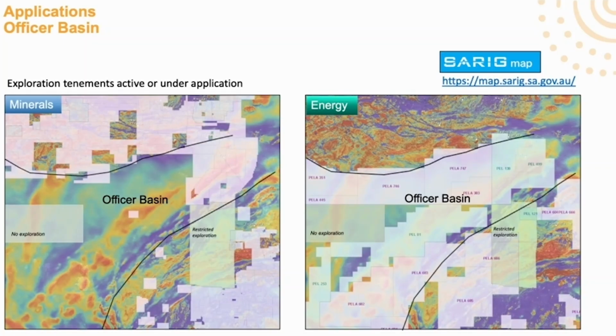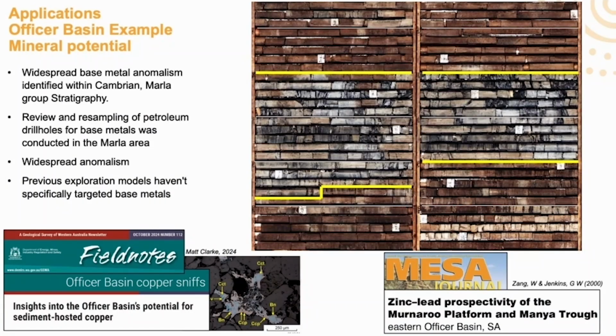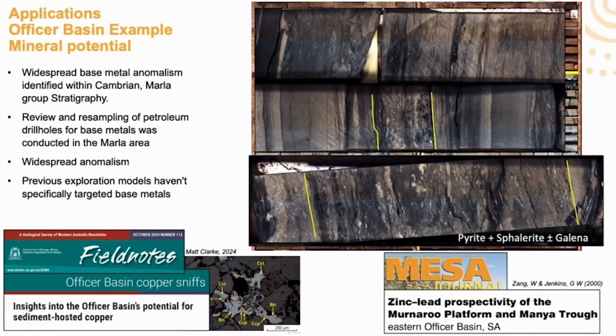just from the work we've done, we've got some base metal anomalism in certain stratigraphy in the Marla group. So you can see here, this facies here is actually anomalous in base metals. And if I was to zoom in on that, we've actually got pyrite with some sphalerite and galena in there as well. So that's one example from a minerals point of view.